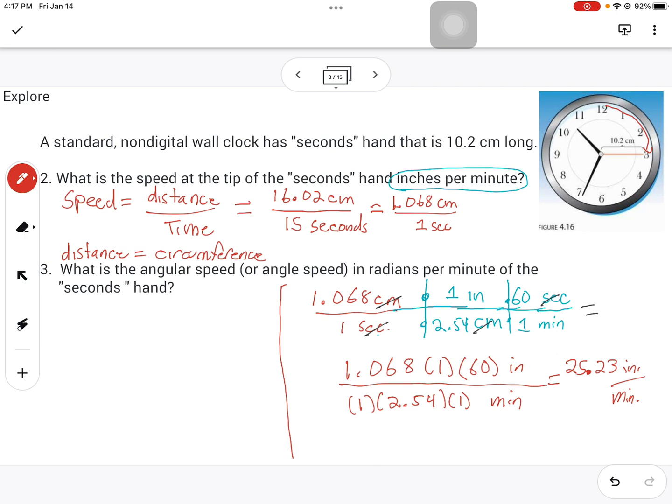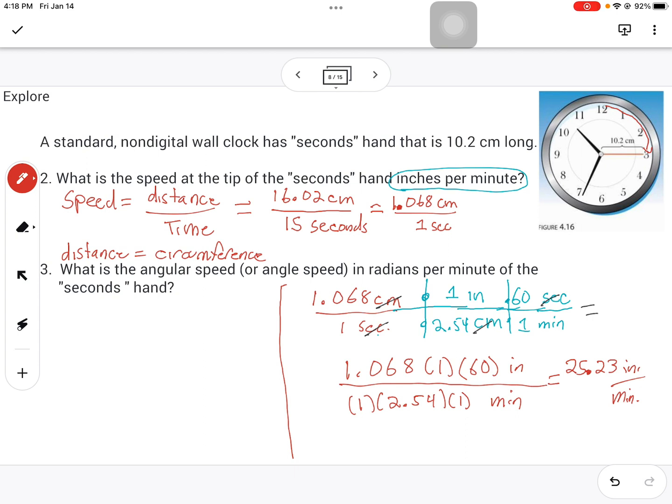It goes 25.23 inches. So again, we used speed as distance over time. We said distance is circumference. We relate it to a time, and we used the distance from 12 to 3, and it took 15 seconds. We could have used the distance from 12 to 6 and used 30 seconds, and we could have gone all the way around, just the full circumference, and used 1 minute. All were feasible. And once we figured that out, the key was relating the distance to time. We just used our calculator and got 1.068 centimeters per second, and then we did conversions.